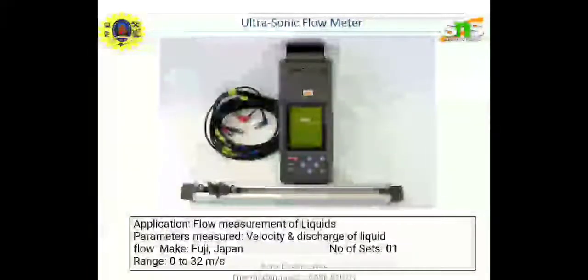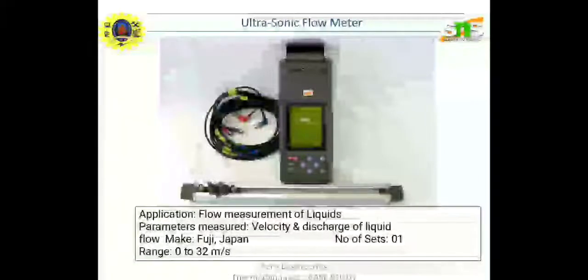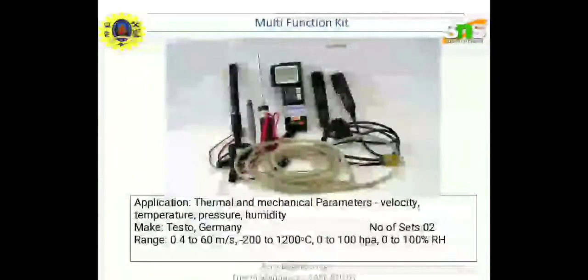This is the ultrasonic flow meter. Its range is 1 to 0.0232. Number of sets given is 1. It's made in Japan. Flow measurement of liquid is the application. And the next one is ultrasonic flow meter, and the next one is the multifunction kit.